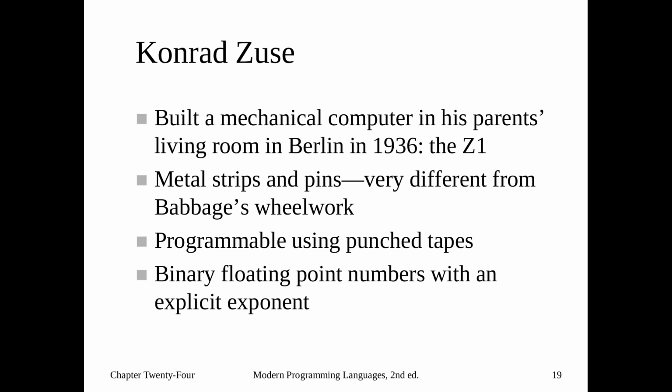It was based on metal strips and pins, which is completely in contrast to how Babbage was building his mechanical computing engines, which were based on wheel work and a large number of gears working together. It was also programmable using punch tapes, but what it brought in was the capability to handle floating point numbers with an explicit exponent, right?